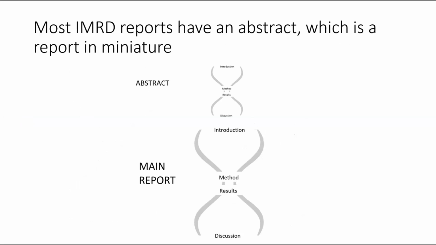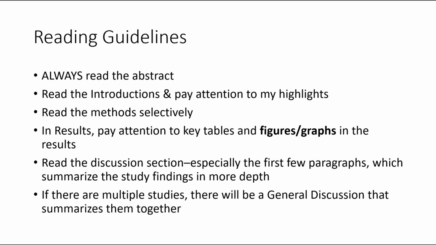Now, IMRAD reports also have an abstract, except for the first article that we're going to read today, which is an older one and isn't quite following this convention. The abstract should be a report in miniature. It should have all of these sections. So always read the abstract first. And if you don't have time to do the whole reading, at least open it up and read that short abstract.